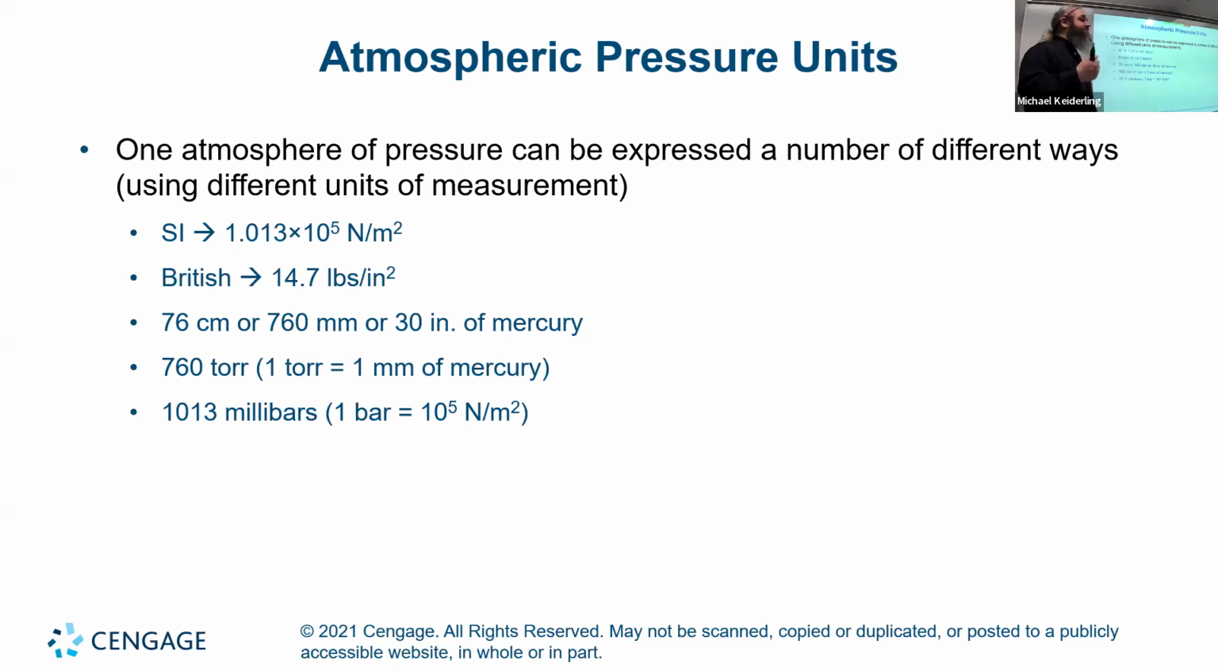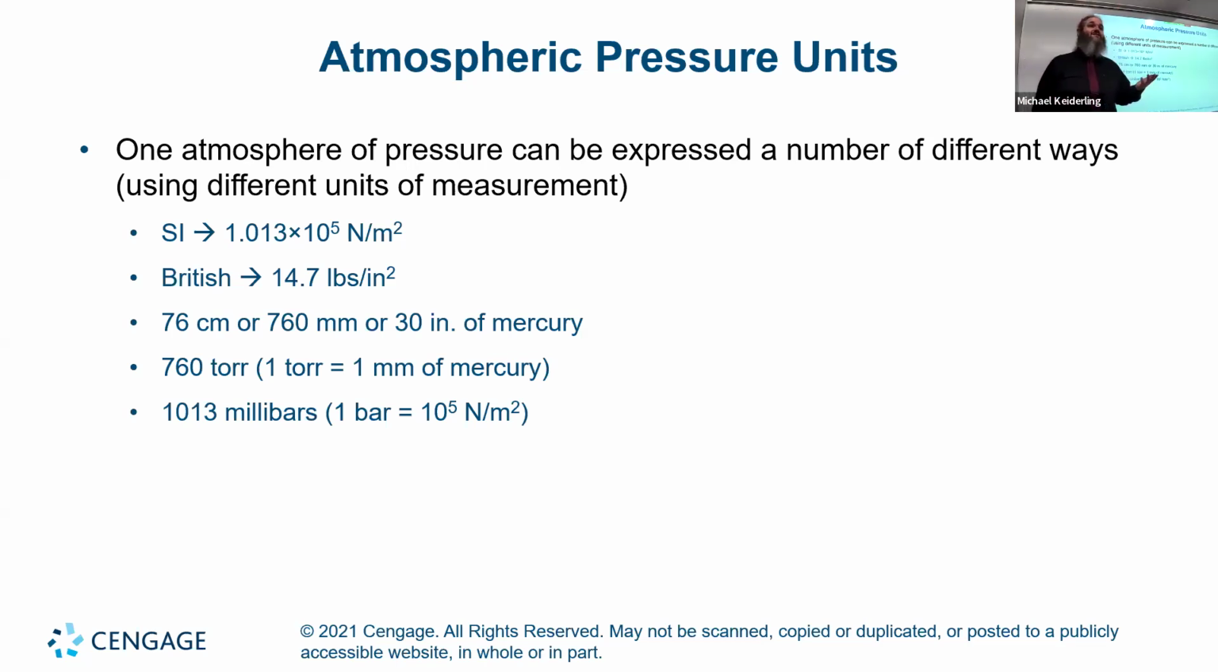Now, unfortunately, pressure is one of those things that has way too many units because it was measured in things like how tall is my mercury column. One atmospheric pressure can be expressed in a number of different ways. The SI unit is 1.013 times 10 to the 5th newtons per meter squared, or pascals. The British unit is 14.7 pounds per square inch.